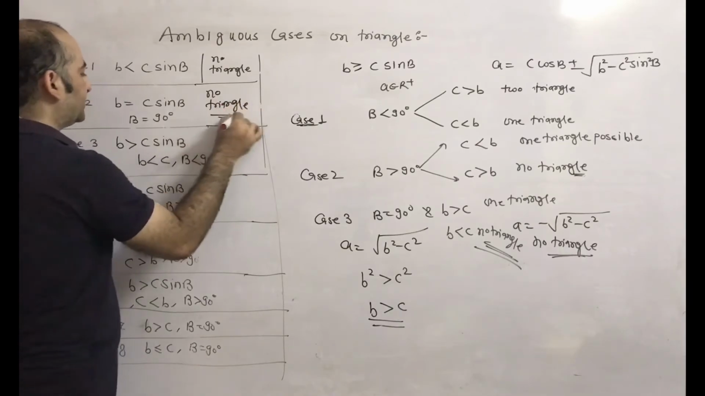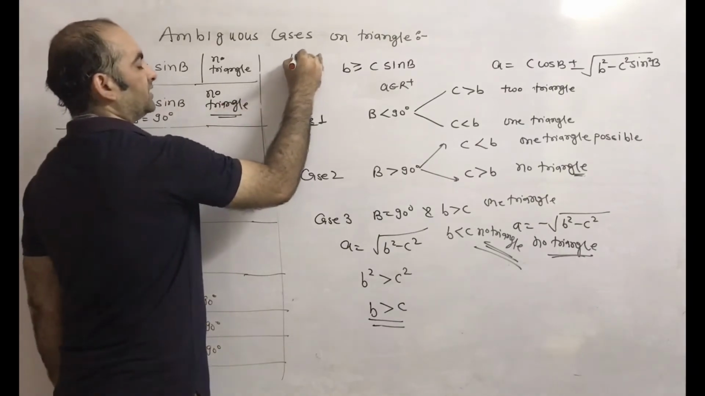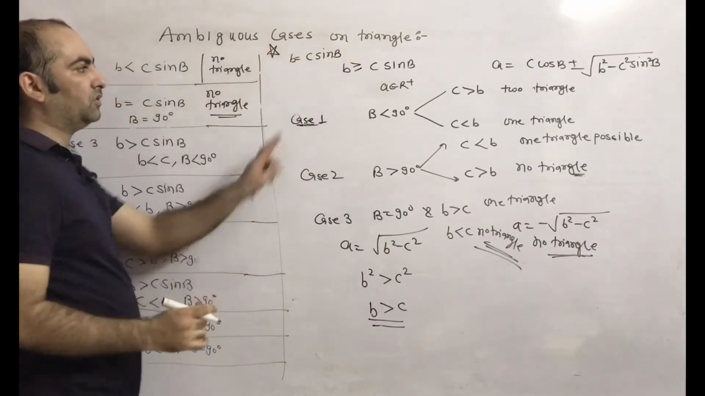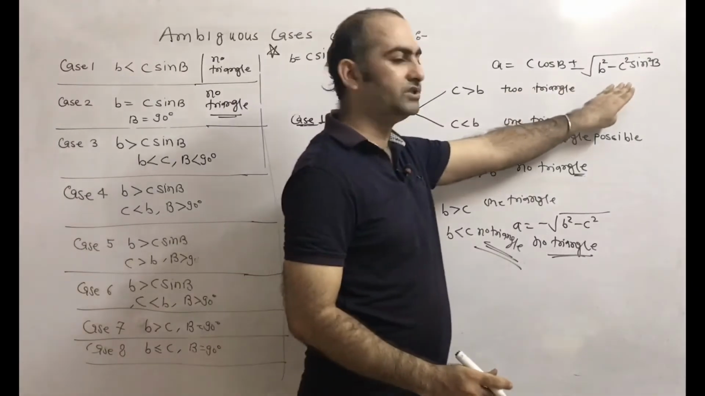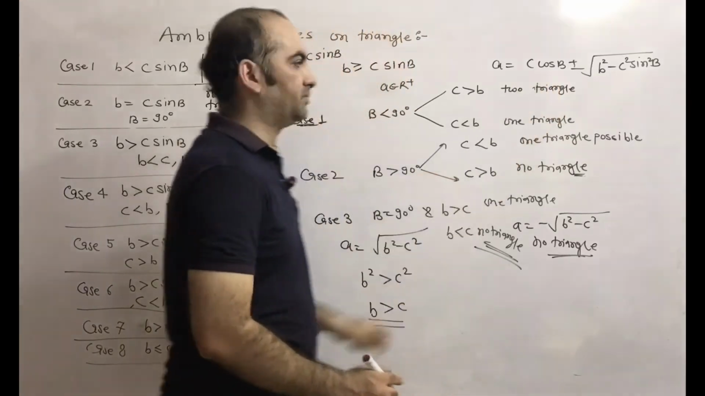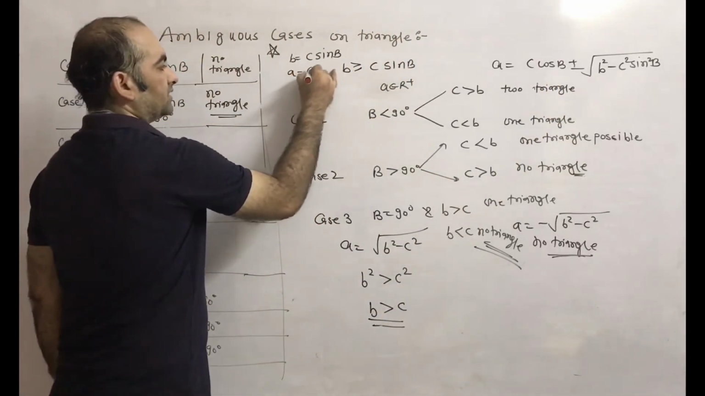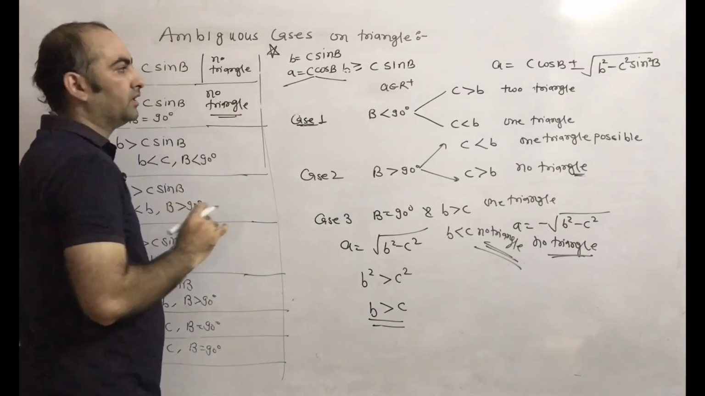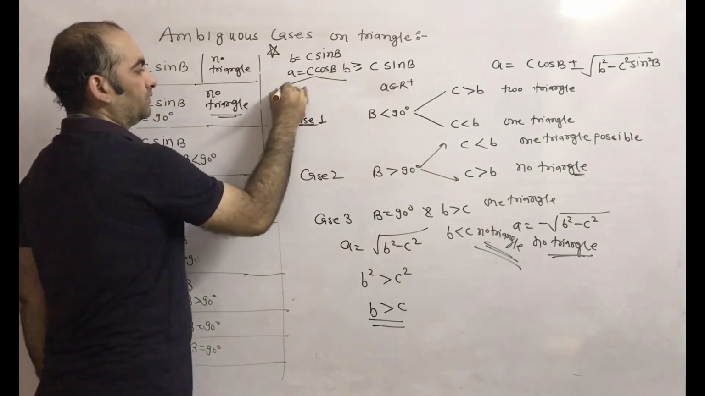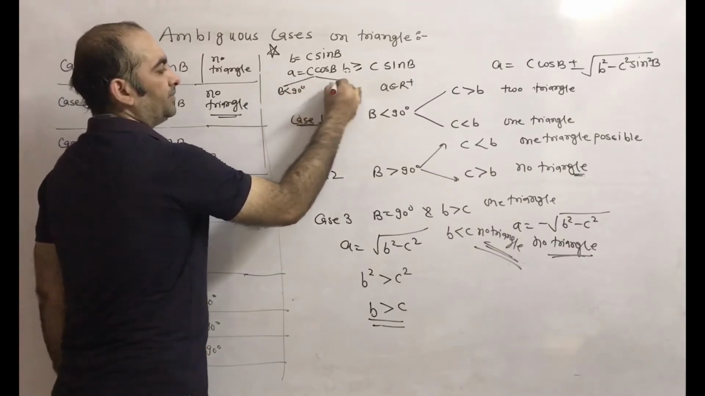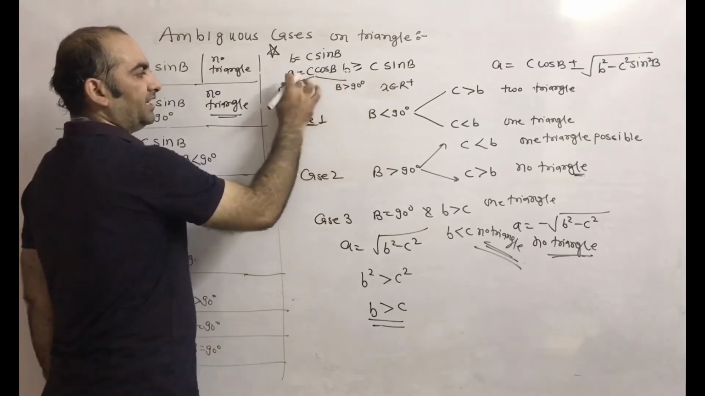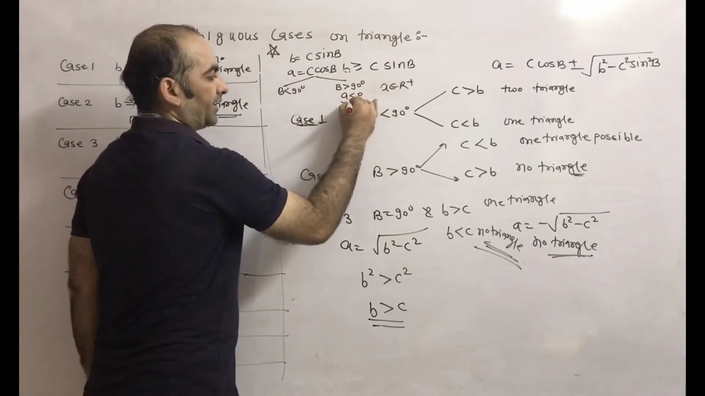Okay, but if this condition is there, b equal to c sin B, this I am discussing separately. b equal to c sin B, that means this is 0. So a is what? c cos B. Now here there are 2 values of B possible. B is less than 90 degrees and B is greater than 90 degrees. If greater than 90 degrees, that means a is less than 0, so no triangle.